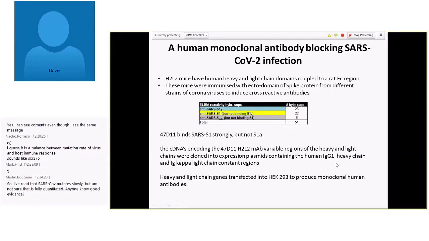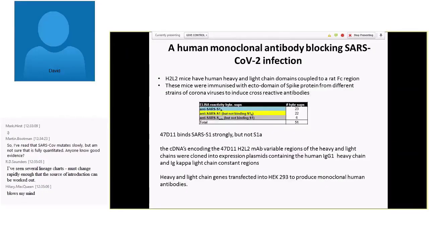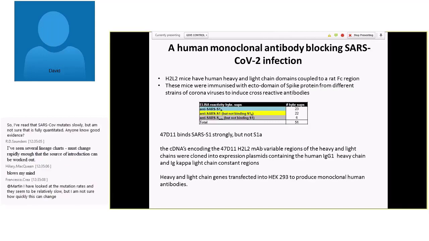And then what they did was they took the cDNA encoding the variable regions of that, and then they cloned that into expression plasmids containing wholly human IgG1 heavy and kappa light chain, that is a kappa chain region. So effectively taking what was a hybrid antibody, half human and half rat, and making it into a wholly human antibody. I mean, I find it just staggering that this can be done in such a short amount of time. They then transfected the DNA for the fully human, now, heavy and light chains into HEK293 cells, and they produced some monoclonal antibodies.